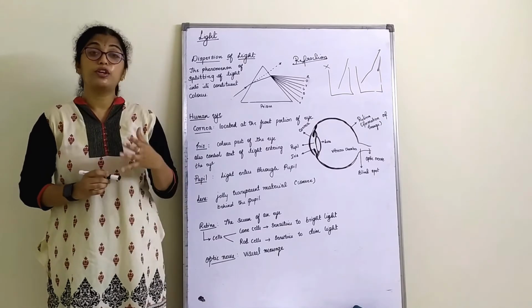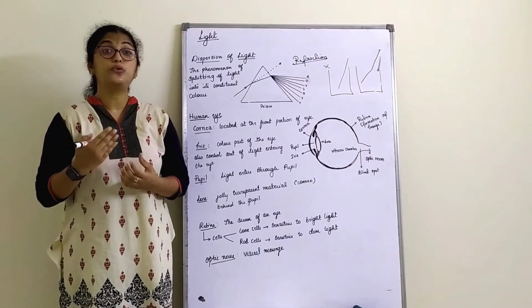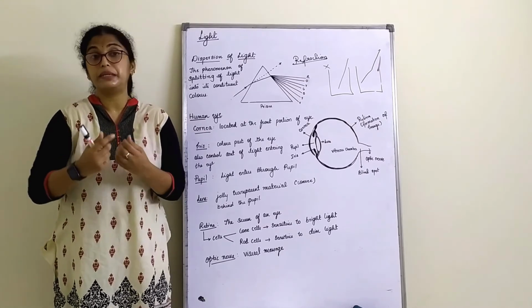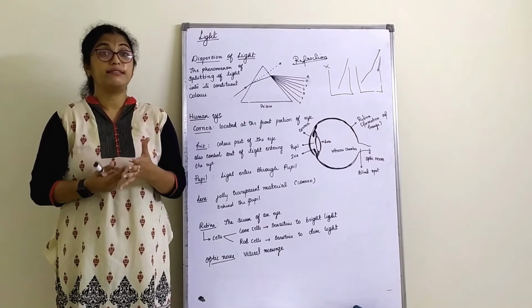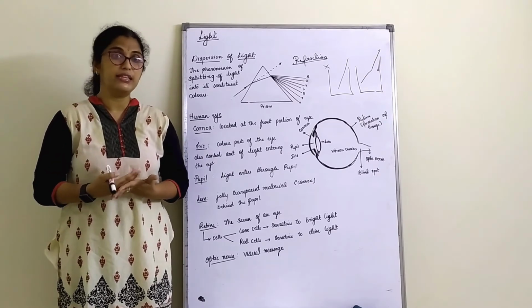Apart from that, we will also learn about how visually challenged people are able to read and write, right? They have a particular type of system with which they are able to read and write. And we will study that briefly in detail.